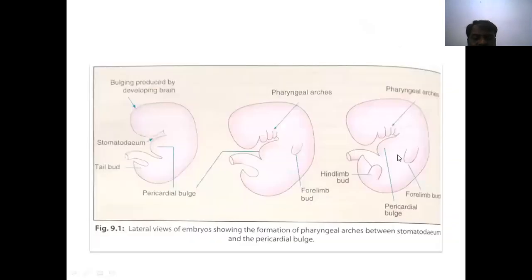See here this diagram also. First we can see the stomodeum, its connection with the hindgut. This is a pericardial bulging, heart and lungs development here. Then on the side of the pericardium we can identify the limb buds developed. Fourth week of the intrauterine life, that is the 24th day, the forelimb buds are developed. And next, at the 28th day, we can identify the hind limb buds are developed.